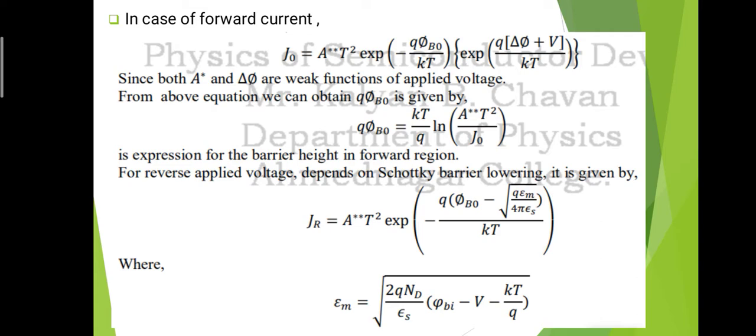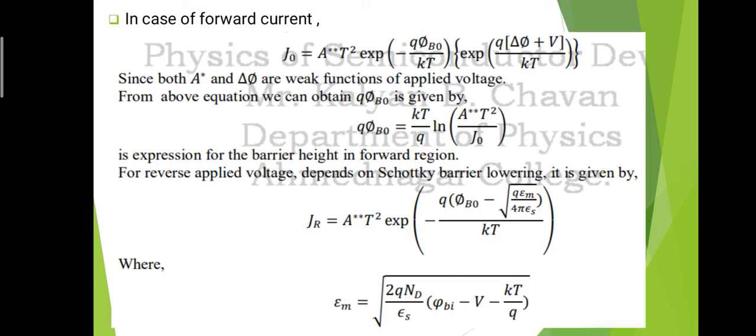After rearranging the equation for q phi B0, we get q phi B0 equal to kT by q times ln of A** T squared divided by J0. So this is the expression for the barrier height in the forward region. Here we consider forward current, that means our diode is in the forward region.